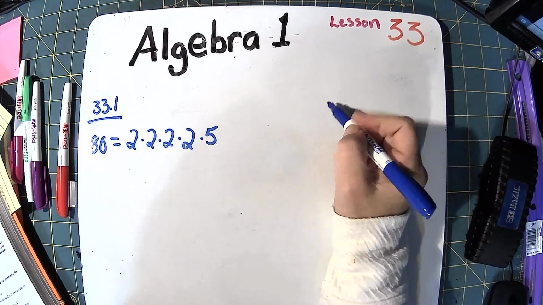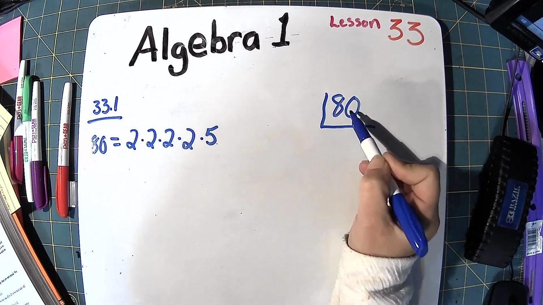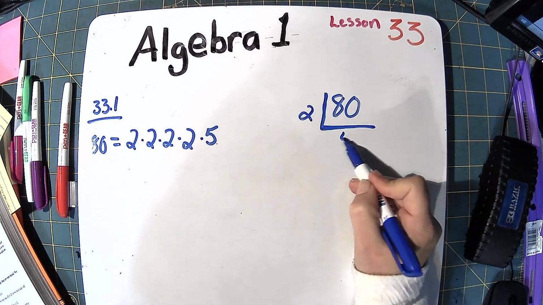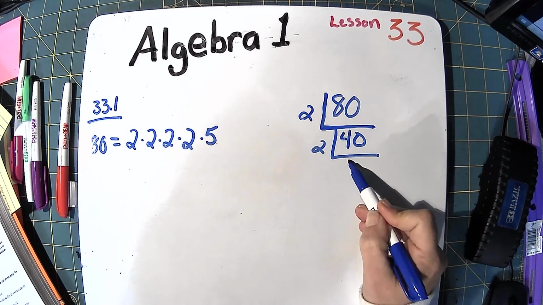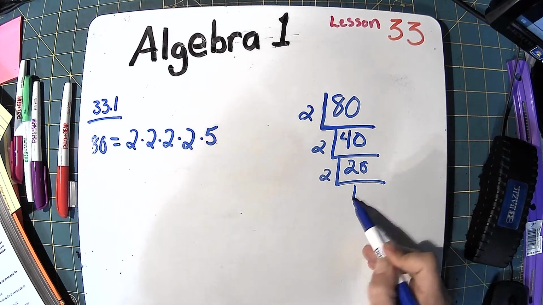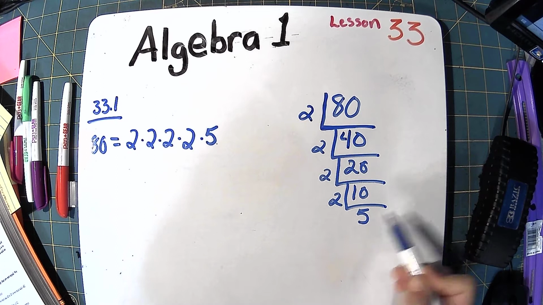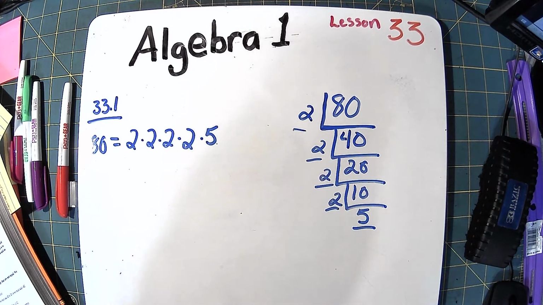There's another method that is just like the factor tree method, but it's a little neater. So we're going to draw a line under it, and we're going to divide by 2. And we would end up with 40. And then we draw a little line under that, and we divide by 2 again, and we end up with 20. And a little line under that, and we divide by 2 again, and we end up with 10. And a little line under that, we divide by 2, and we end up with 5. And then all of our factors are just sticking out here to the side.